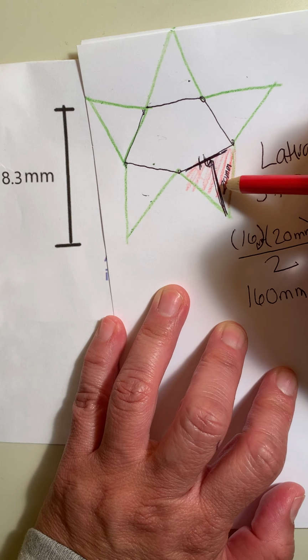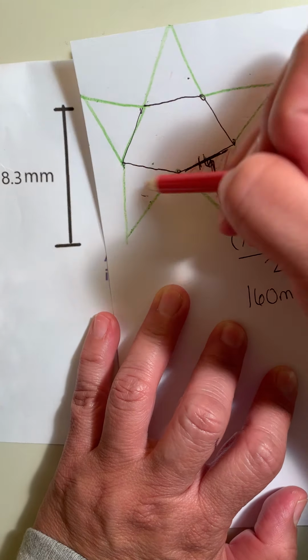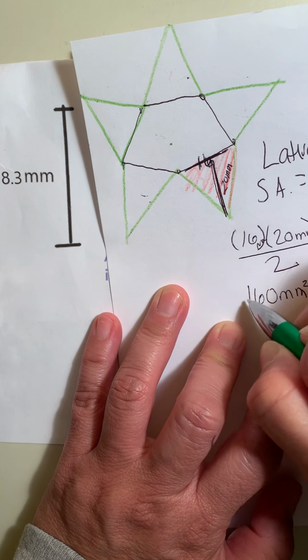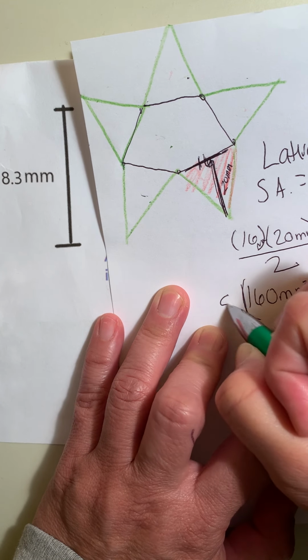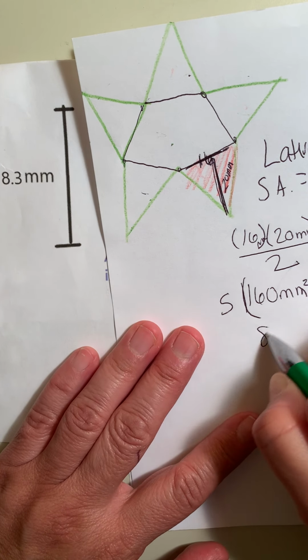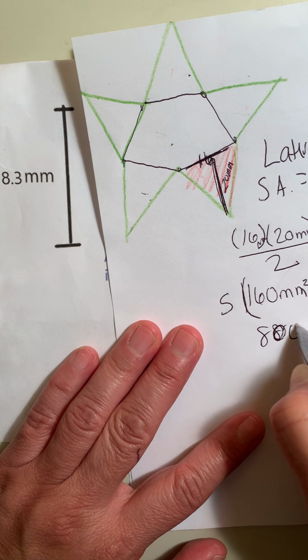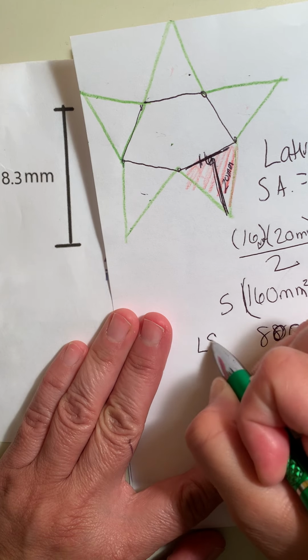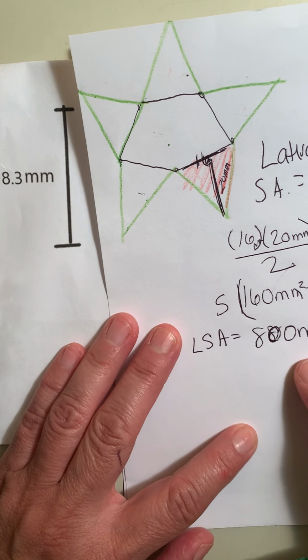How many triangles do you have here? 1, 2, 3, 4, 5. Because I have a 5-sided figure, I have 5 triangles. So I have to multiply this by 5. So what's 160 multiplied by 5? 800. So this is a total of 800 millimeters squared. That is the lateral surface area, 800 millimeters squared.